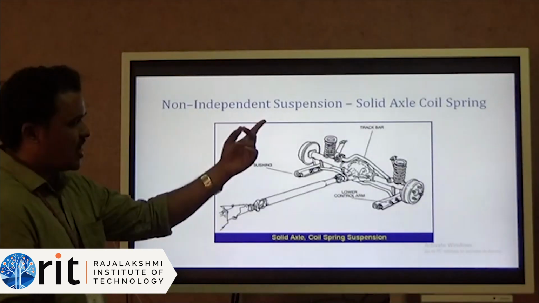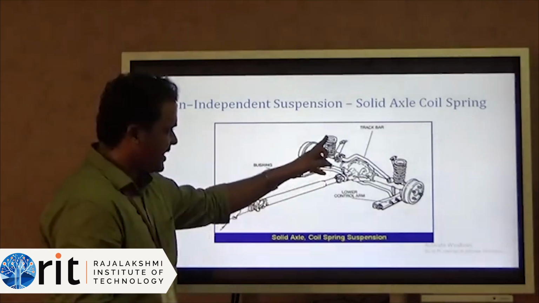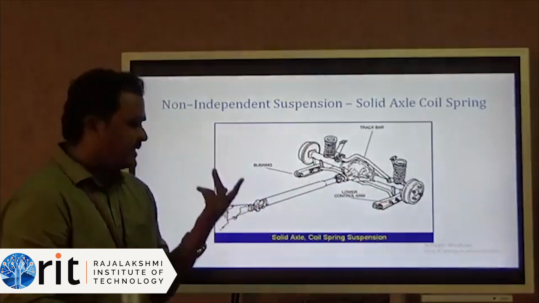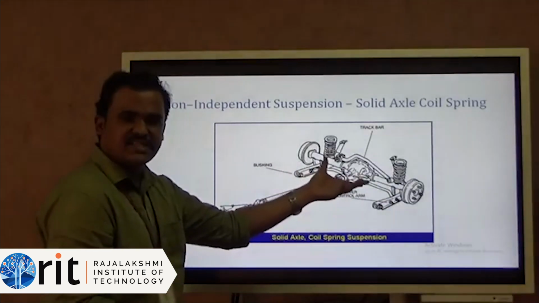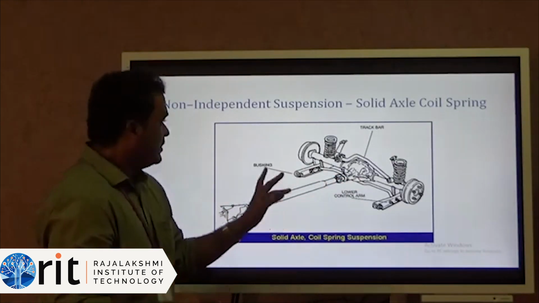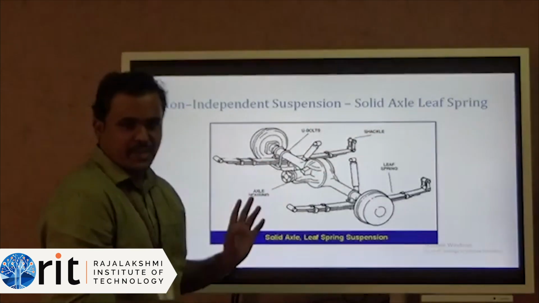The next one is the solid axle coil spring suspension. Coil spring is nothing but, by replacing the leaf spring, I can use different coils for a single axle. A single axle will have 2 coils. Why 2 coils? Because it can withstand the axle for a longer period. The axle can be maintained for a longer period. So solid axle coil spring is used instead of solid axle leaf spring.